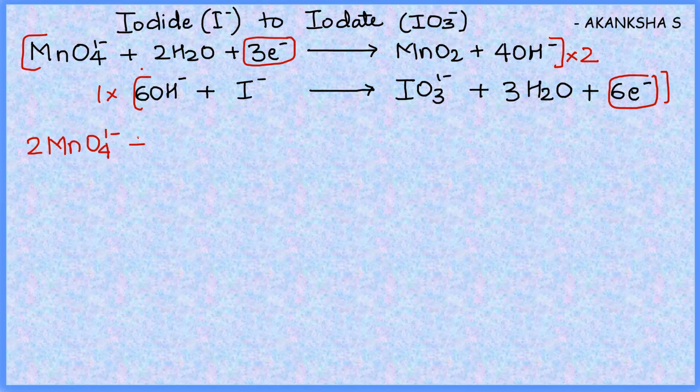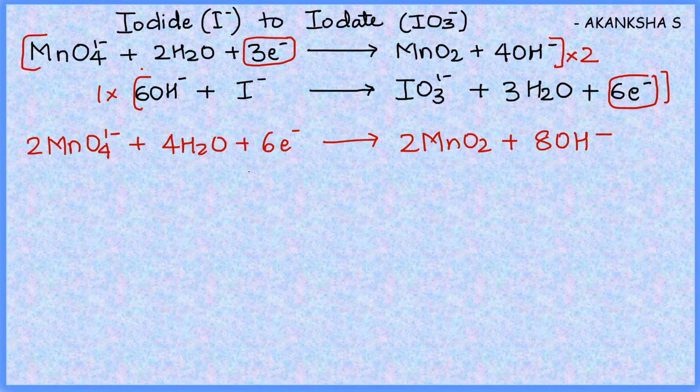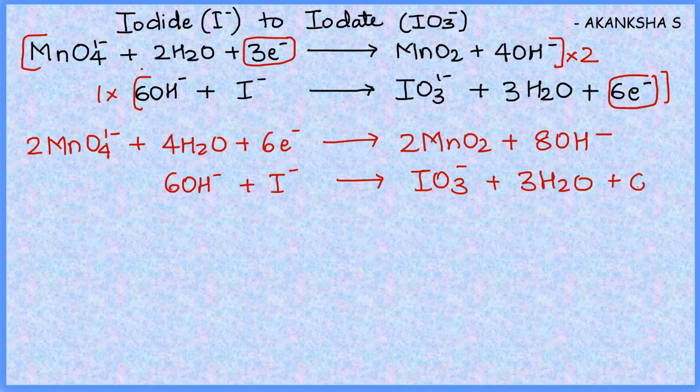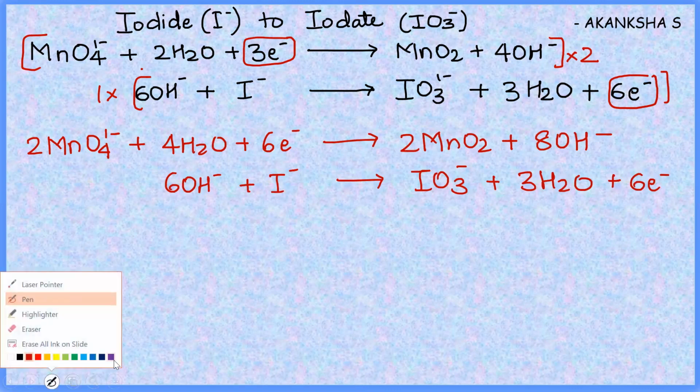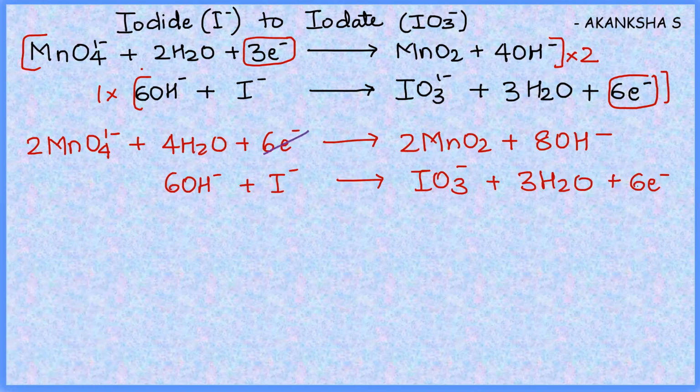2MnO4 minus plus 4H2O plus 6 electrons giving you 2MnO2 plus 8OH minus. Second reaction stays as it is, 6OH minus plus I minus, giving you IO3 minus plus 3H2O plus 6 electrons. What all gets cancelled? Let's first look at it. 6 electrons are going to get cancelled. What else? Can you see 3H2O, 4H2O? So what is pending? 1H2O.